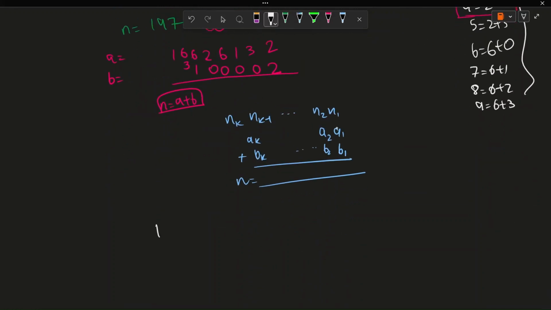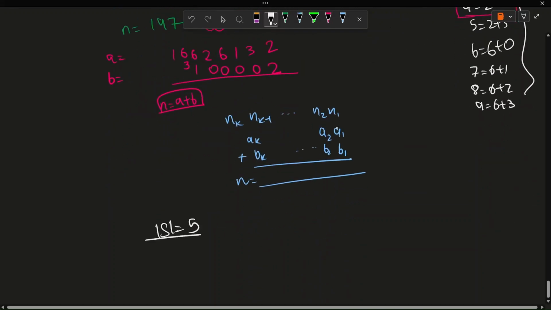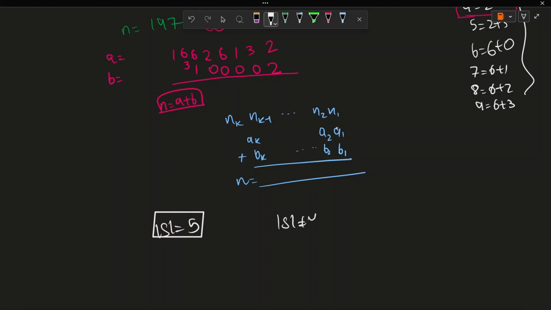Mod s equal to 5 works. So mod s equal to 5 is the lowest value, because mod s equal to 4 doesn't work and mod s equal to 5 works. So this was the solution.